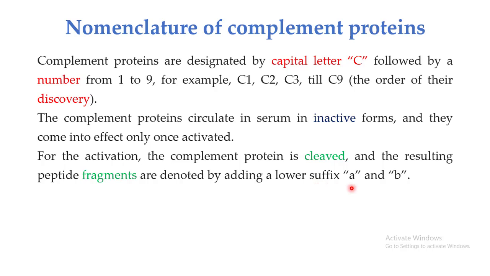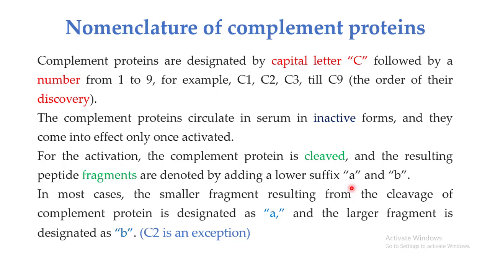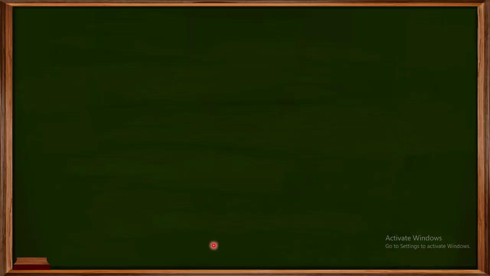small b. Then I've told you that in most cases, the smaller fragment resulting from this cleavage of the complement protein is designated as small a, and the larger fragment is designated as small b. C2 is an exception where these rules are the other way around.